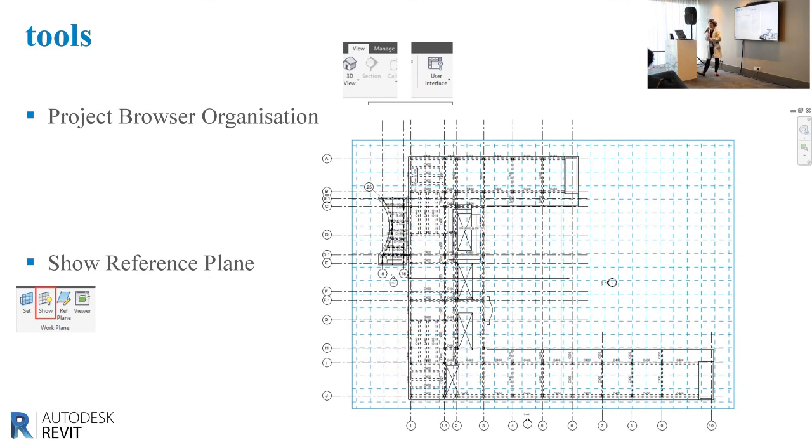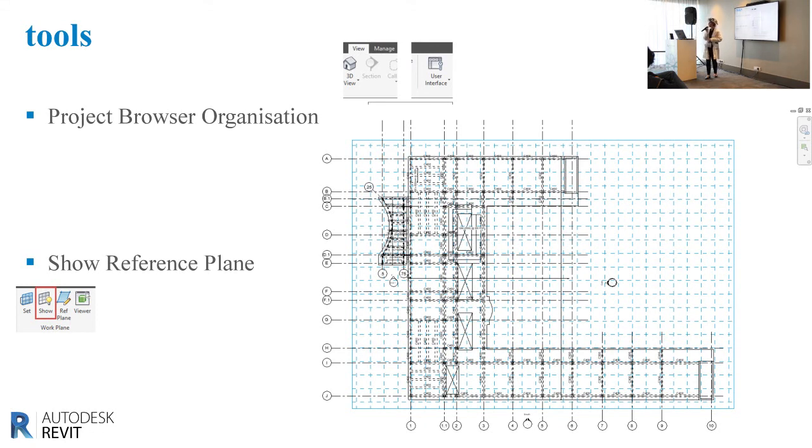The project browser. I've heard many times people asking me, but I don't want my project browser to show me levels or layouts and then levels and then this and this and this. You want it in some other order. Literally just go on your View tab, open up User Interface, choose your project browser organization, and then you can set up rules to your heart's content. Do you want it alphabetically? Do you want it organized by discipline? Whatever you want, you can organize your project browser exactly as you wish in there.